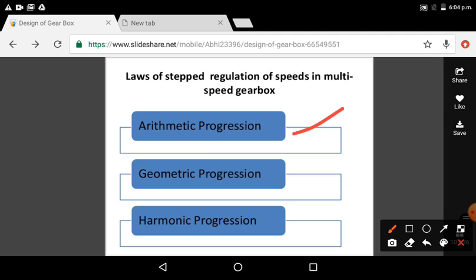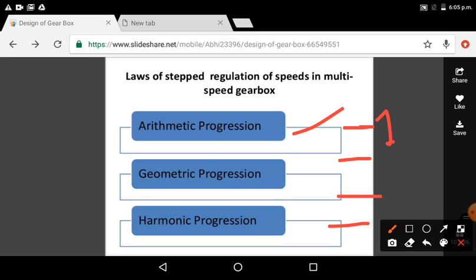So in the arithmetic progression, what is the law? What is the definition of the arithmetic progression? The condition of the arithmetic progression is that the difference between two consecutive spindle speeds remains constant, right? If you take the second and third spindle, then the difference of the speeds of spindle number 2 and spindle number 3 is always constant, as it is for spindle number 3 and spindle number 4. Take an example: this is spindle number 1, next spindle number 2, spindle number 3, and spindle number 4.